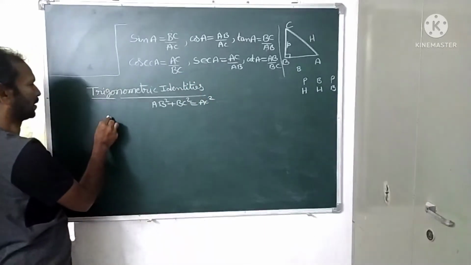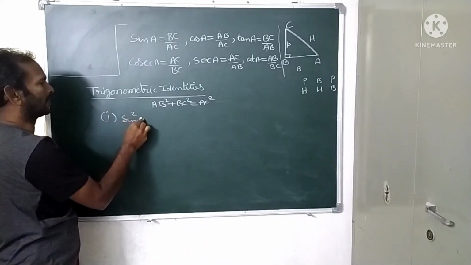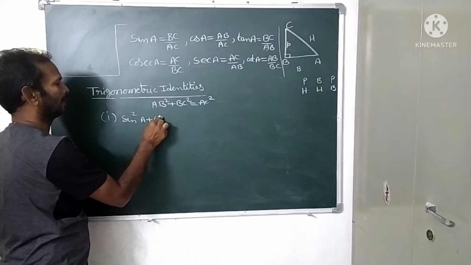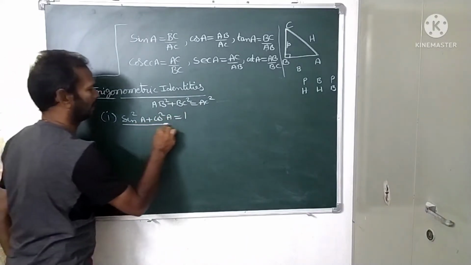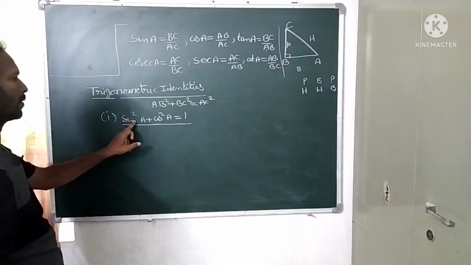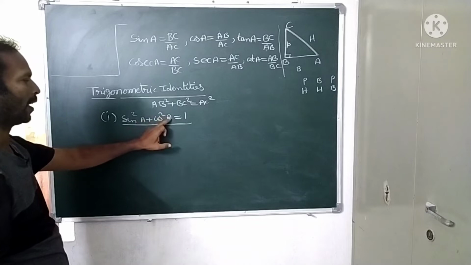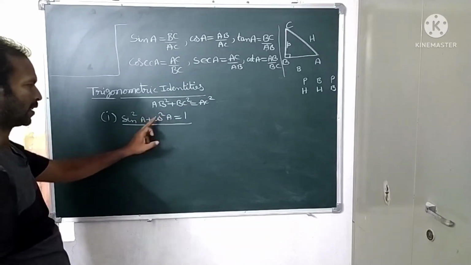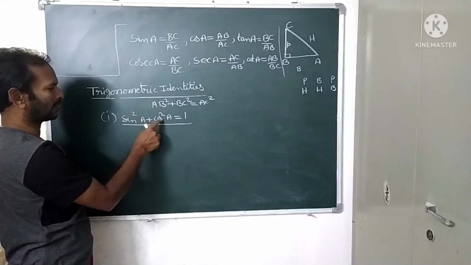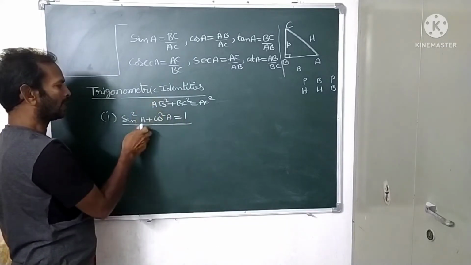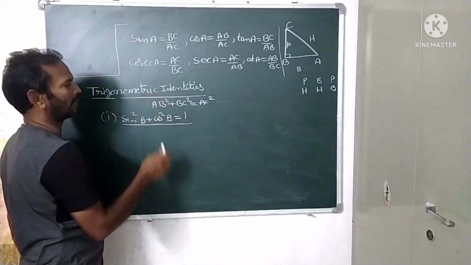Now, first identity: sin square A plus cos square A is equal to 1. What to prove? Sin square A plus cos square A is equal to 1. In place of A, take whatever angle, 30 degrees, 45 degrees, 60 degrees. Sin square 30 plus cos square 30 is equal to 1. So for any angle you substitute, you get the answer 1 only. That is the proof.